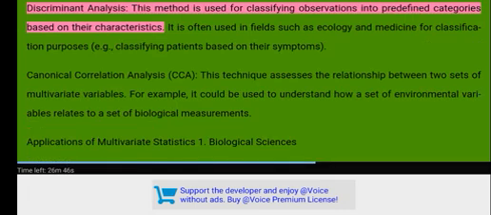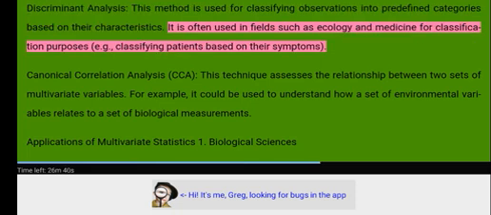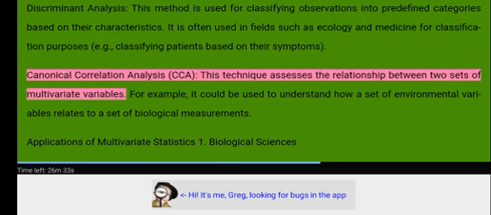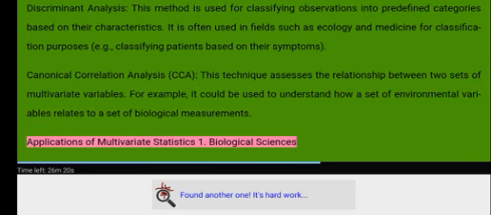Discriminant analysis. This method is used for classifying observations into predefined categories based on their characteristics. It is often used in fields such as ecology and medicine for classification purposes, e.g., classifying patients based on their symptoms. Canonical correlation analysis (CCA). This technique assesses the relationship between two sets of multivariate variables. For example, it could be used to understand how a set of environmental variables relates to a set of biological measurements.